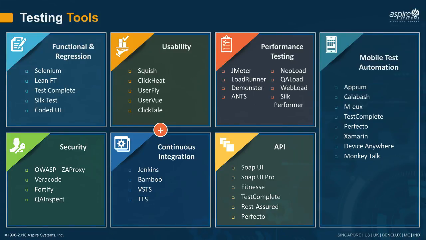And coming to mobile test automation, here again a stack of tools like APM, Calabash, Muex for handheld devices, and Test Complete, again a different flavor of Test Complete, which completely supports mobile test automation, Perfecto, Xamarin, Device Anywhere, and Monkey Talk. So these are all the notable tools currently used in the market to aid the continuous testing process.